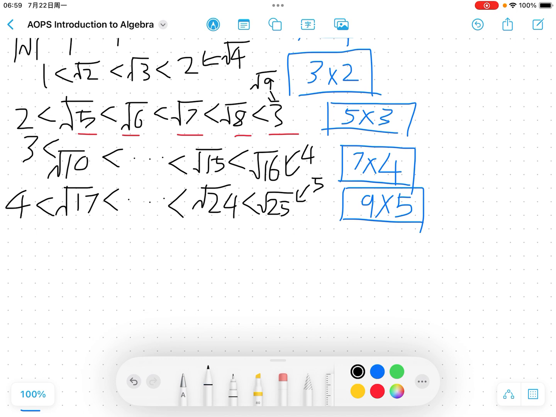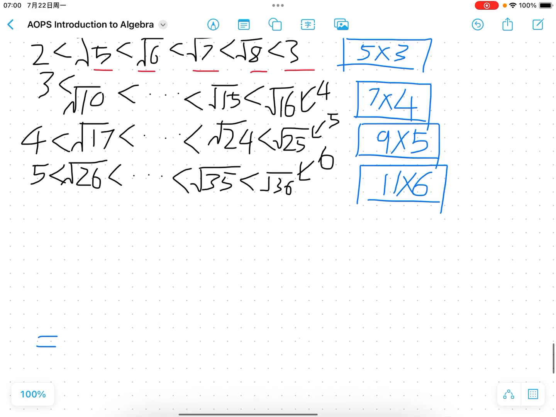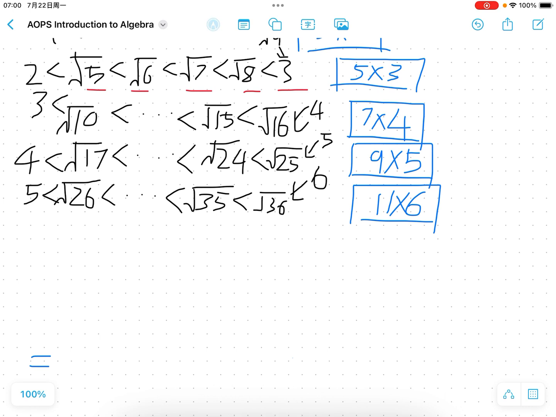After 5, we have numbers between 5 and 6. So we have root 26, and so on, until root 35, which is less than root 36. Root 36 is essentially just 6. So we have 36 minus 26 plus 1. These 11 numbers with a ceiling function of 6.